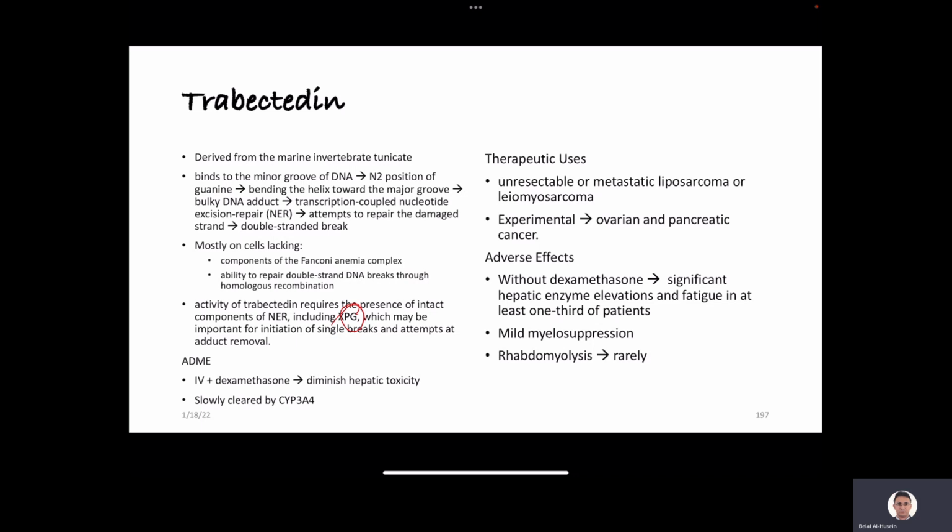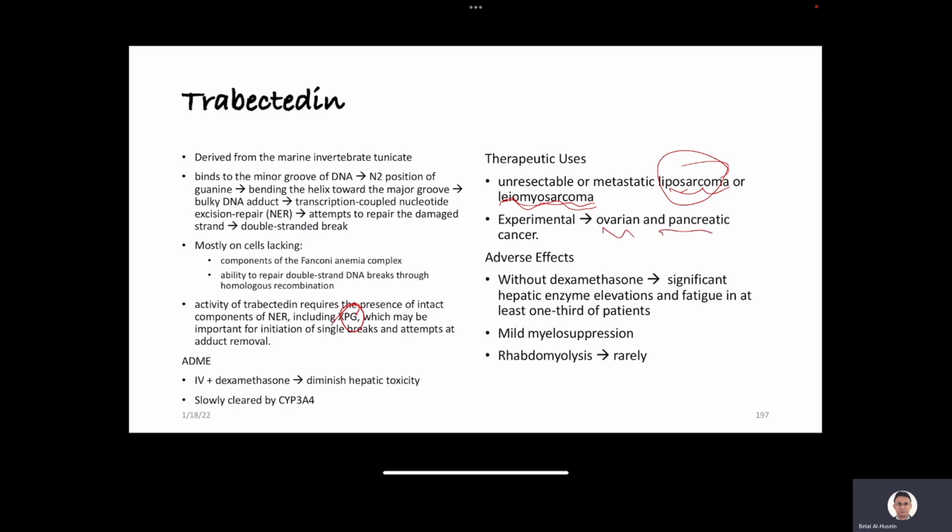The drug could lead to hepatotoxicity, which would be reduced if you co-administer the drug with dexamethasone. It is used to treat liposarcoma, cancer of the fatty tissue, or leiomyosarcoma, which is smooth muscle cell carcinoma, cancer of the smooth muscles. Experimentally it is used for ovarian or pancreatic cancer.